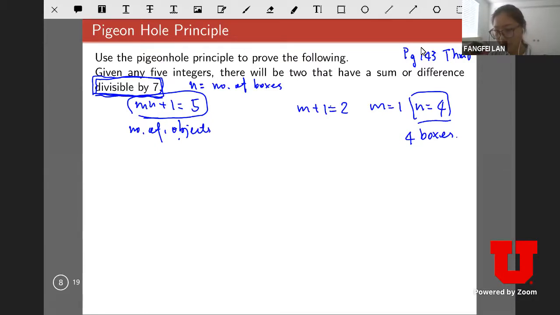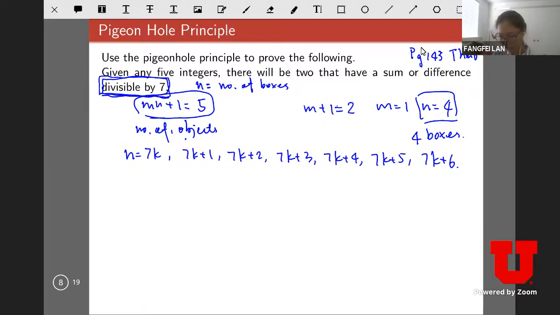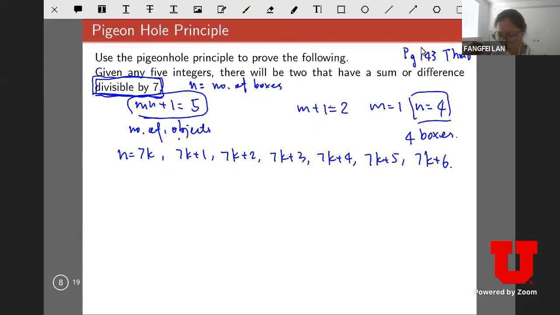Yes, very good. I'm seeing answers here. Yes, exactly. So we use the division theorem. So we have n equal to 7k, 7k plus 1, 7k plus 2, 7k plus 3, 7k plus 4, 5, and 6. So we have 1, 2, 3, 4, 5, 6, 7. We have 7. So all the integers have to fit in one of these categories.